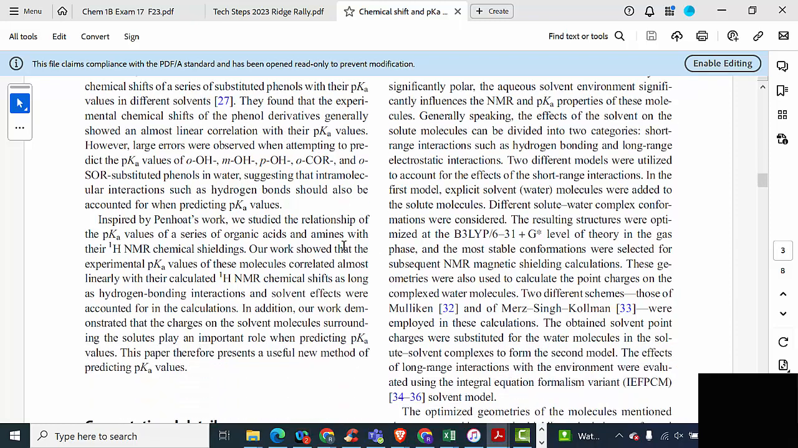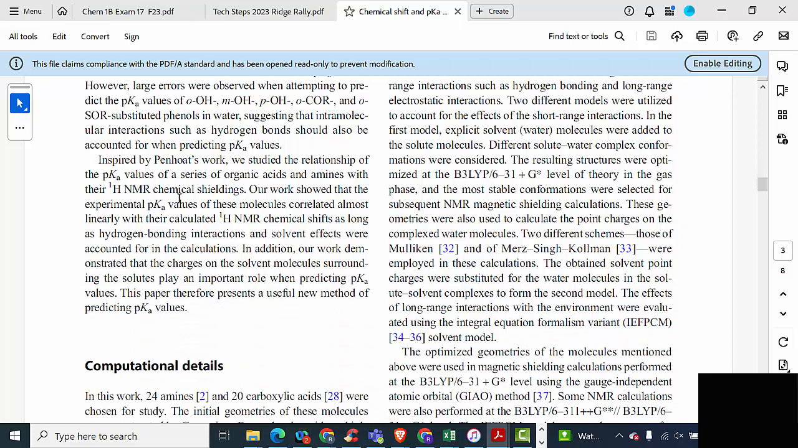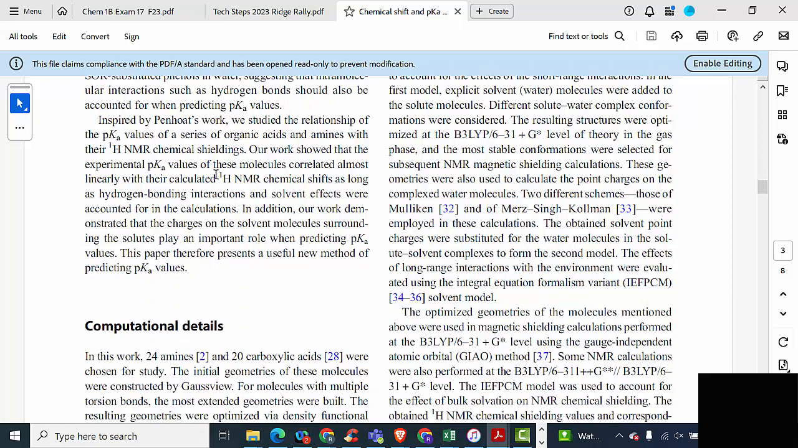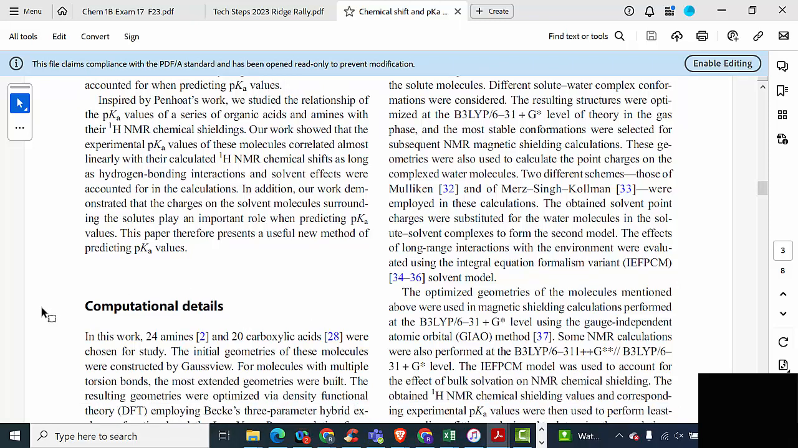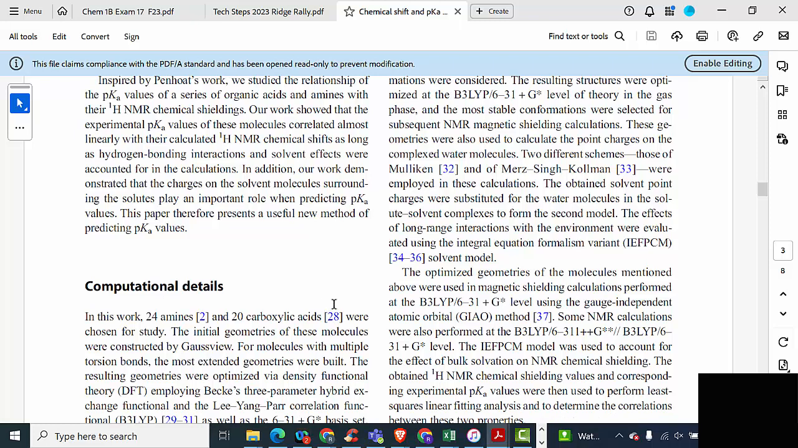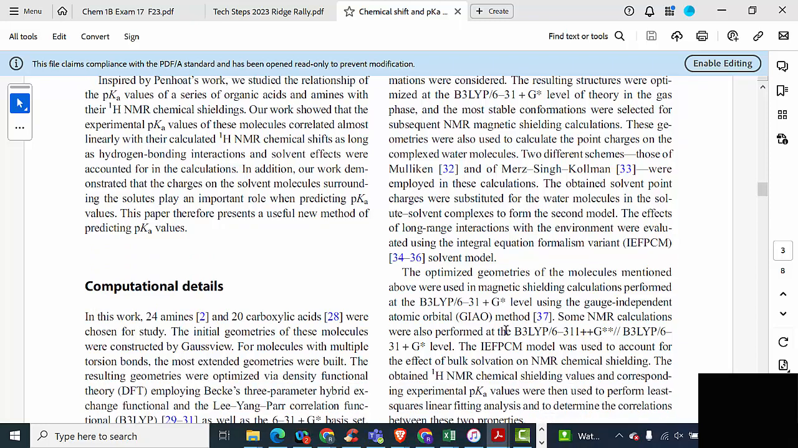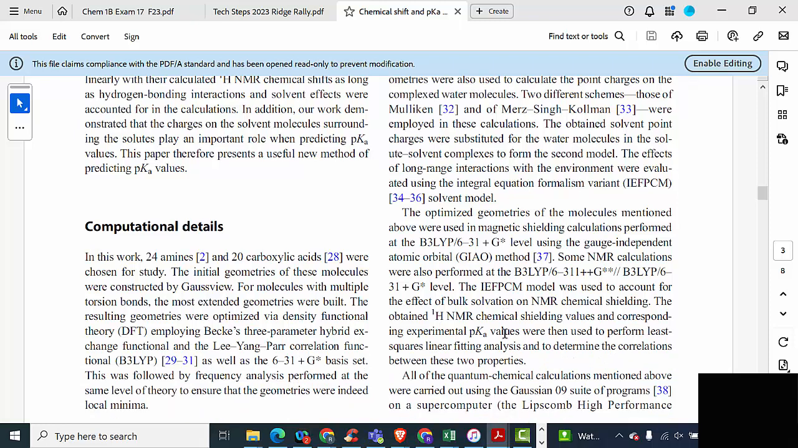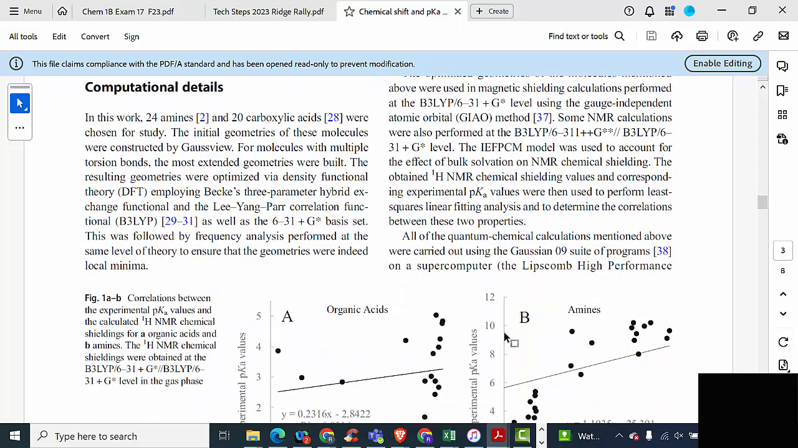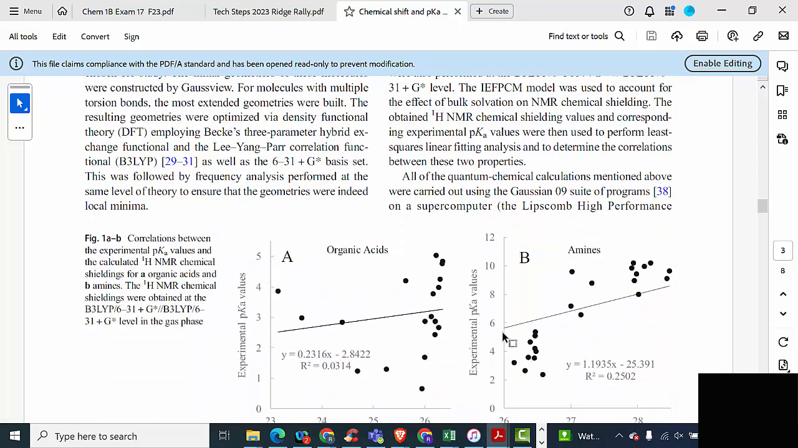They go through a pretty long intro because they talk about some of the historical work that's already been done here. This is a computational paper, not a wet lab, so it's a theoretical paper. They talk about the computational details rather than the experimental section, methods and materials. They talk about how they calculated the NMR chemical shifts, using this type of quantum mechanics over here. And this is the correlation they got.